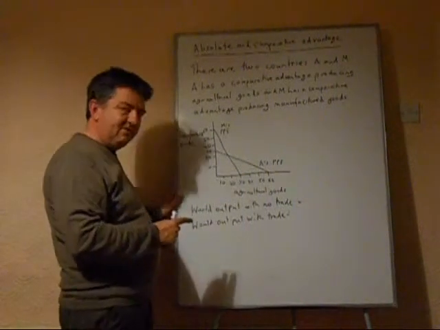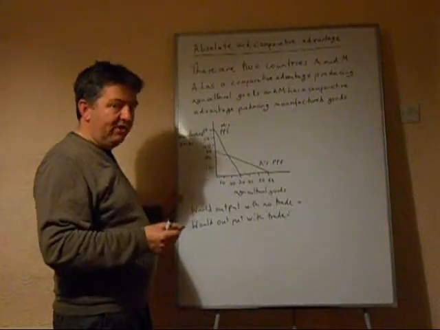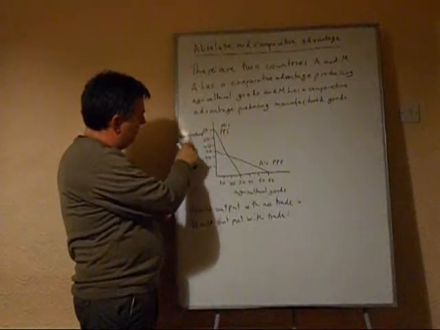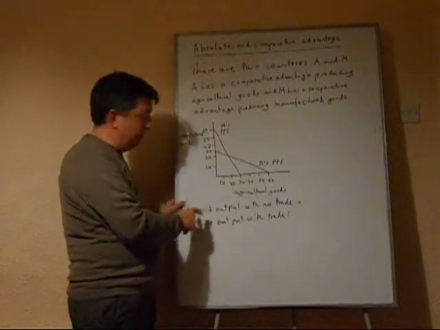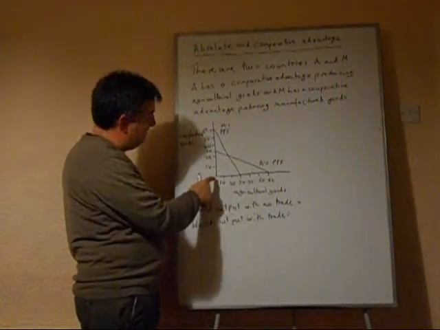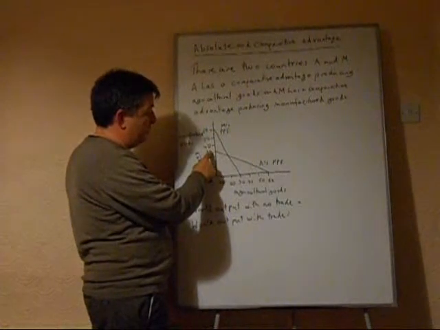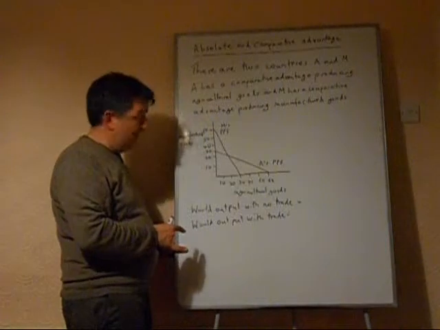In each case, each country can produce some of each good. So, for example, M can produce 60 manufactured goods or 30 agricultural goods. That's the PPF for M. A's PPF is the reverse. It can produce 30 manufactured goods or 60 agricultural goods.